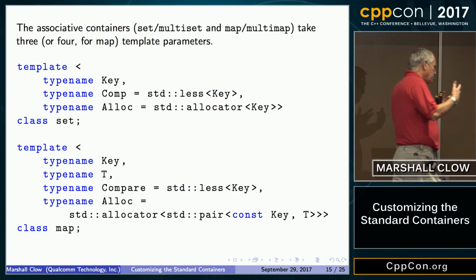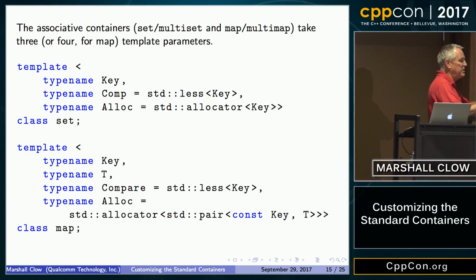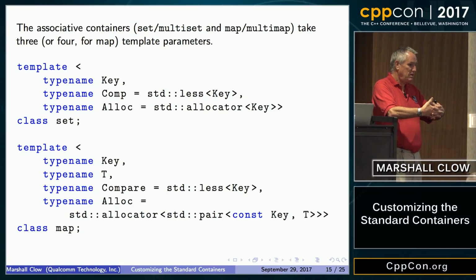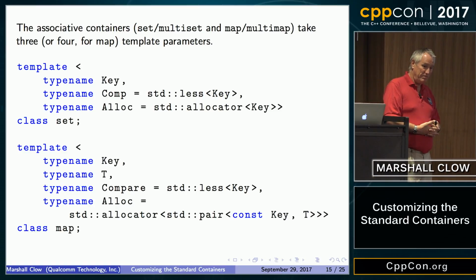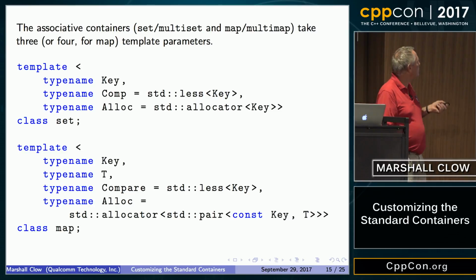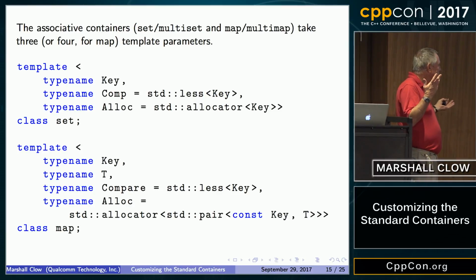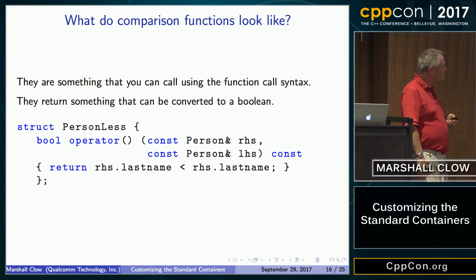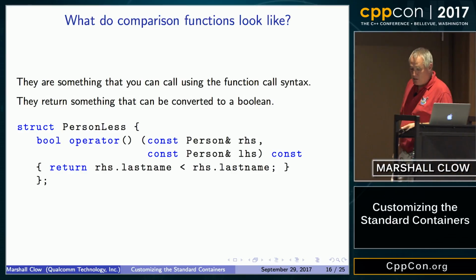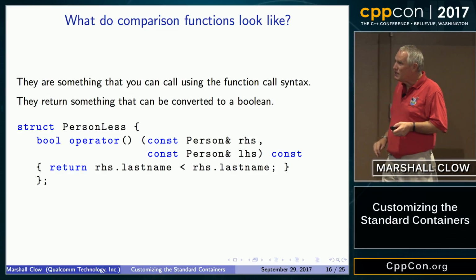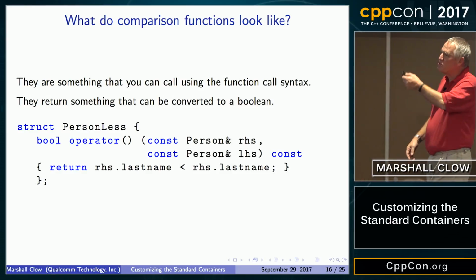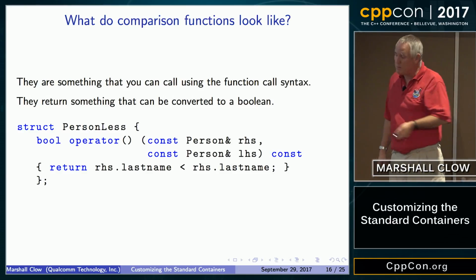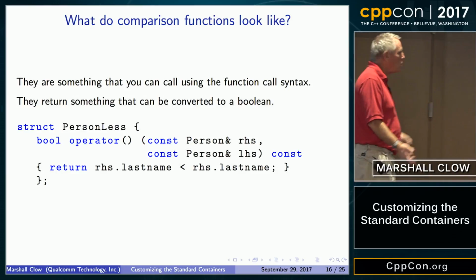Because the associative containers keep things in an ordered tree, they need to know how to order them. And given an arbitrary type, how do you order it? Here's an example of a comparison function. This is not a function, right? This is an object that has a procedure call operator, a member function, but I'm going to call it a function.